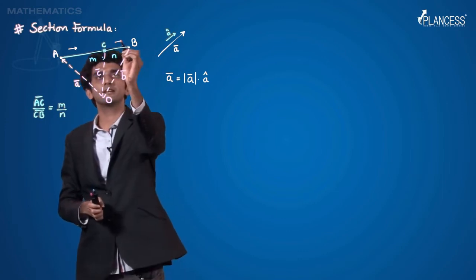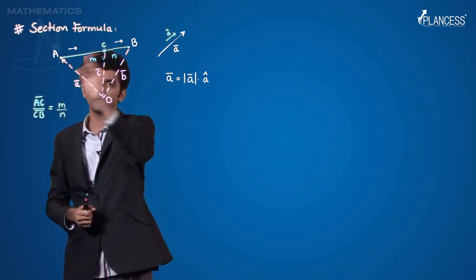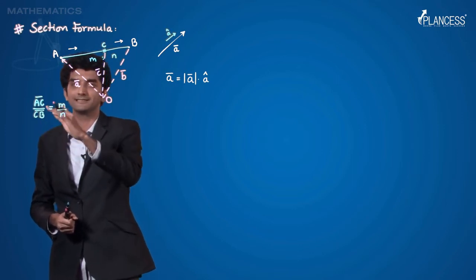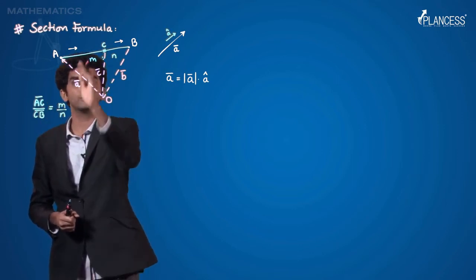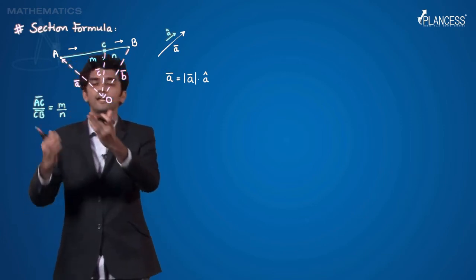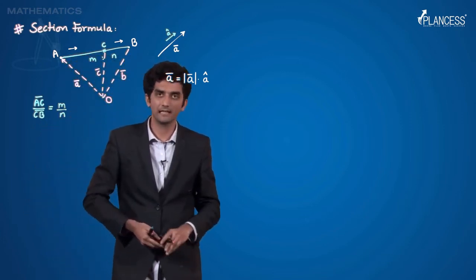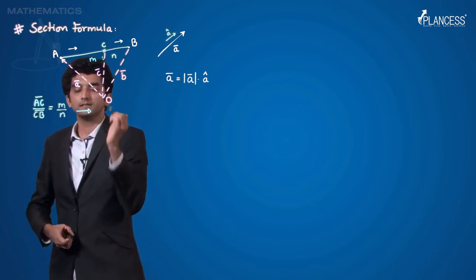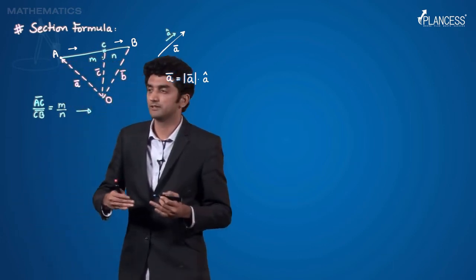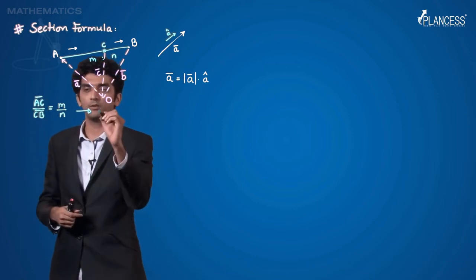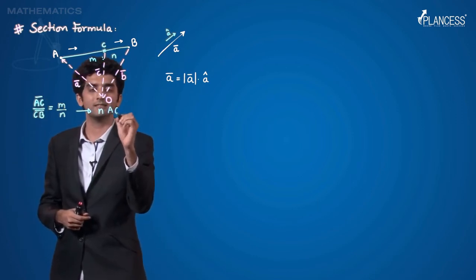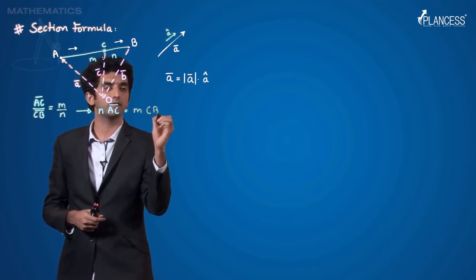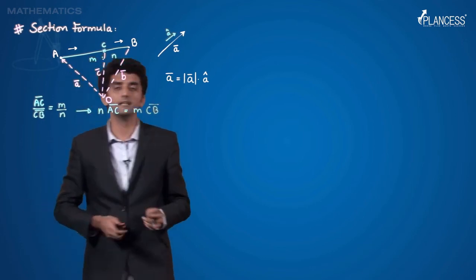Now both these unit vectors are same, right? Because they are headed in the same direction and hence they will cancel. What will be remaining is the ratio of the magnitudes, which is nothing but m upon n, and hence I can very easily write this. Now once this is written, all the calculations start. We can cross multiply. What I get is n times AC bar is equal to m times CB bar, right? This is what I get.